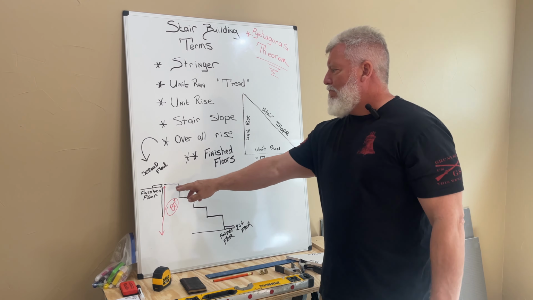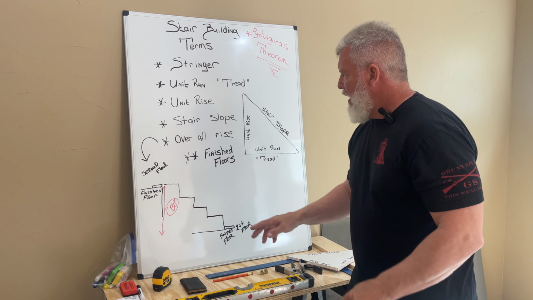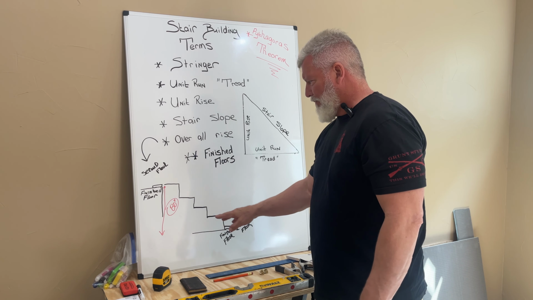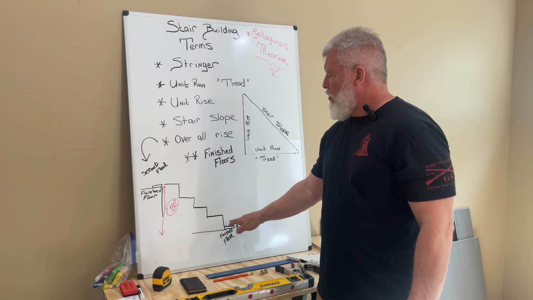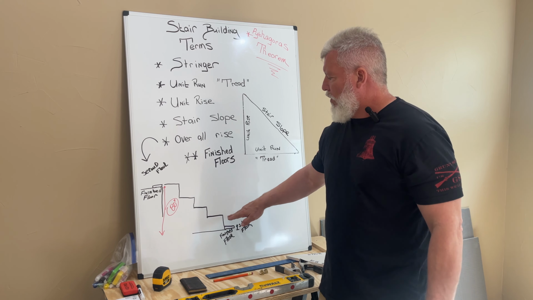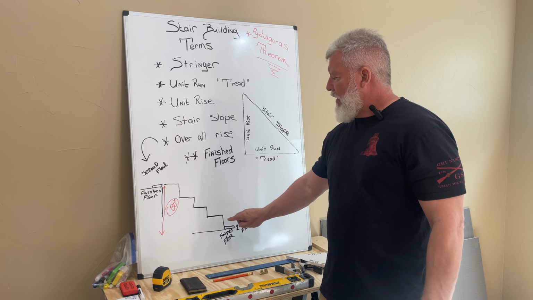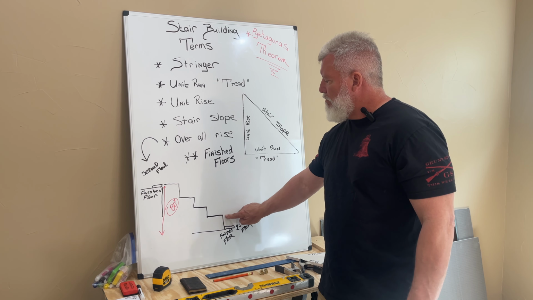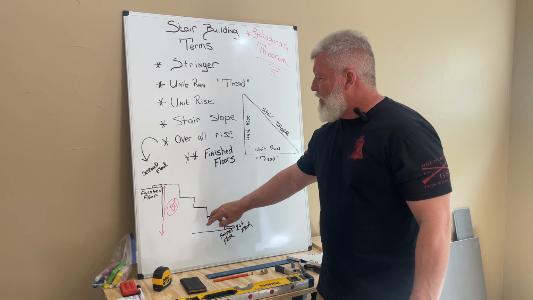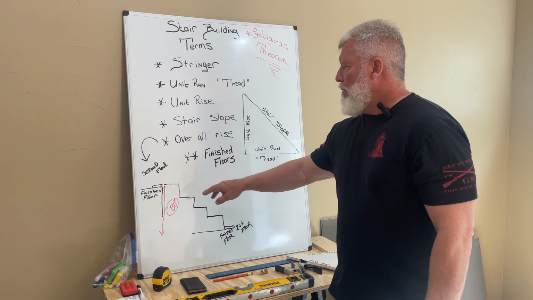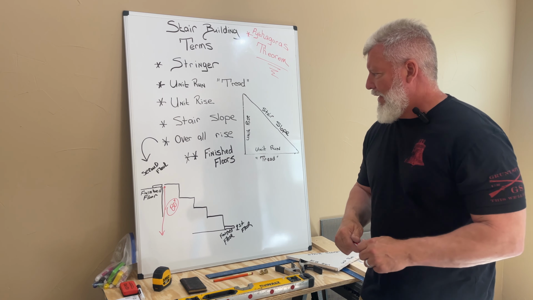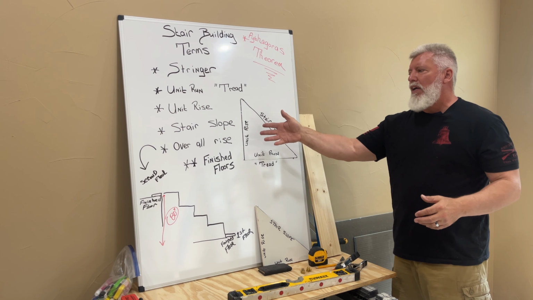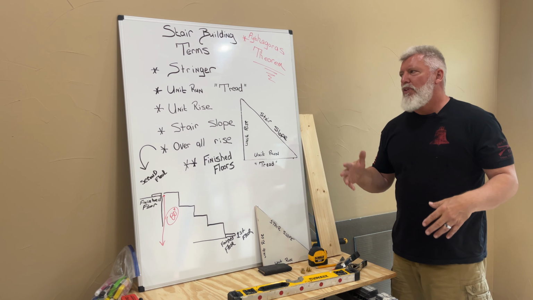Now, one thing to keep in mind here on an overall rise, especially at the top, if you've already got your finished floor down at the bottom, that's great, or you can actually put your finished floor around your staircase, but you have to keep in mind that that's going to change this dimension here of your rise. But the big thing to keep in mind is it has to be from finished floor to finished floor is what you really want.